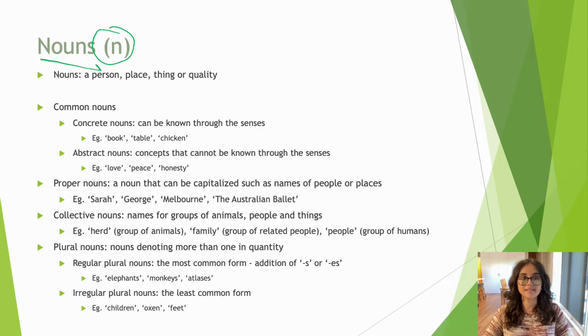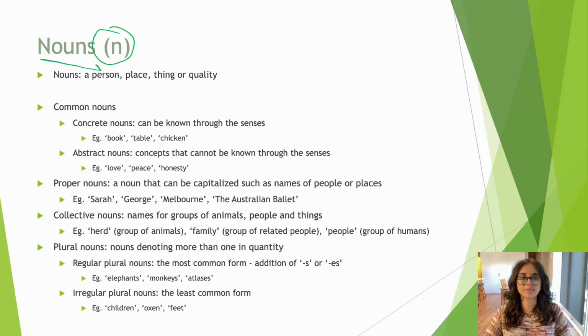Then we have proper nouns. And the definition of a proper noun is a noun that can be capitalized, such as names of people or places. So here we've got Sarah, George, Melbourne, the Australian Ballet. So names of people, names of places, names of organisations like the Australian Ballet. That is a proper noun.